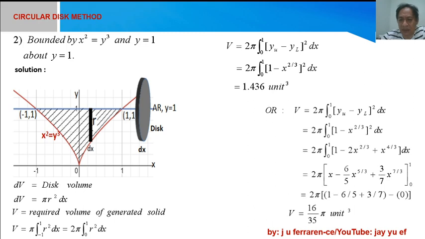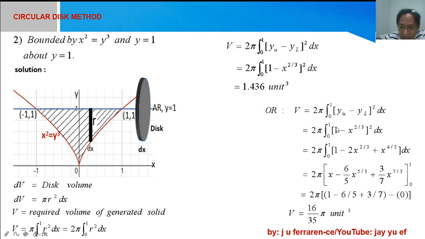Okay, so we can have our V which is equal to 2π, and we have the integral with limits of 0 to 1, and we have the square of the difference of the upper y minus the lower y. What is y at the upper? Again, it's 1 minus x to the power 2/3. Okay, that is in square. So I can expand before I can do the integration or applying the formula of integration.